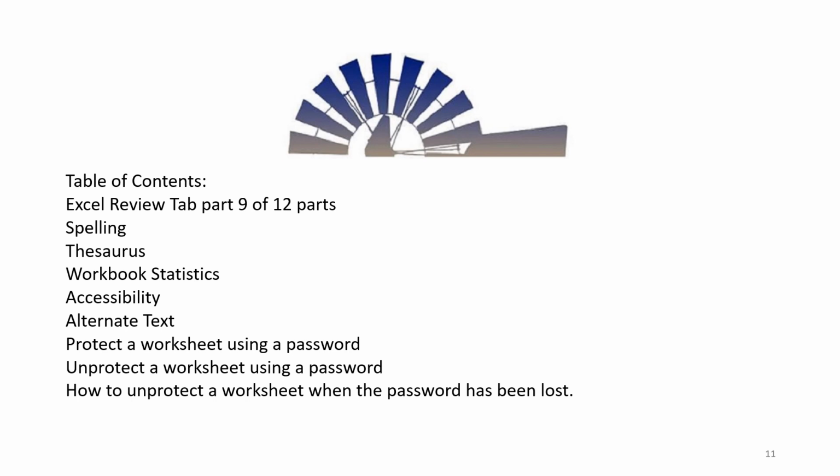Table of Contents, Excel Review Tab, Part 9 of 12 parts: Spelling, Thesaurus, Workbook Statistics, Accessibility, Alternate Text, Protect a worksheet using a password, Unprotect a worksheet using a password, How to unprotect a worksheet when the password has been lost.